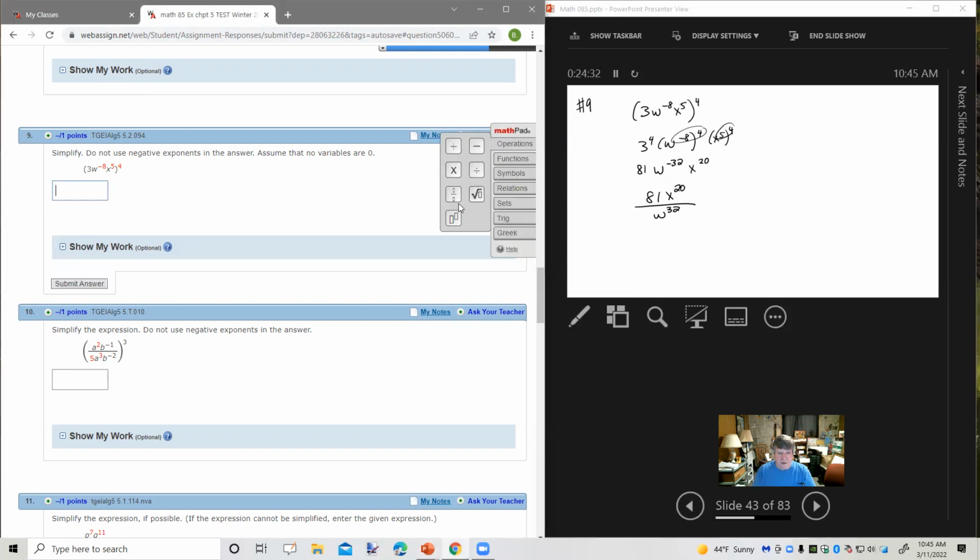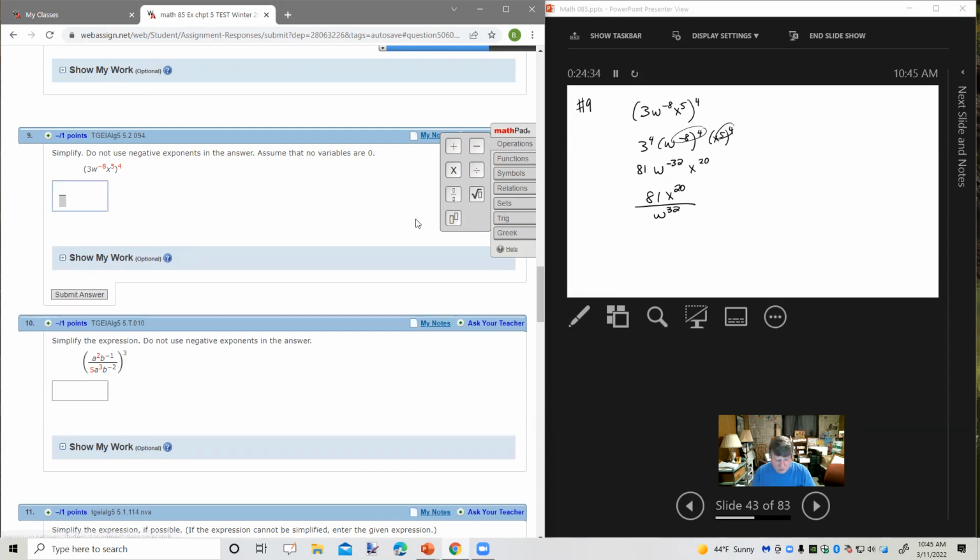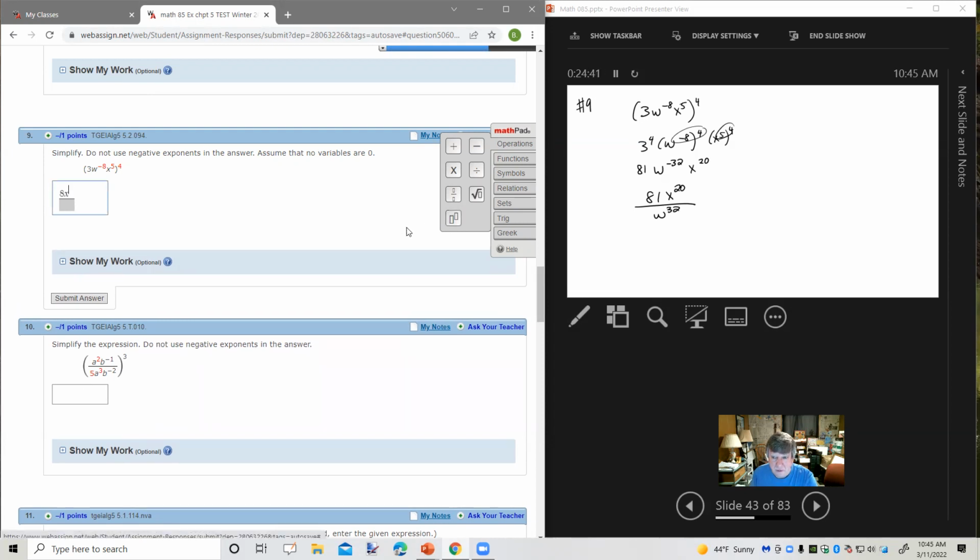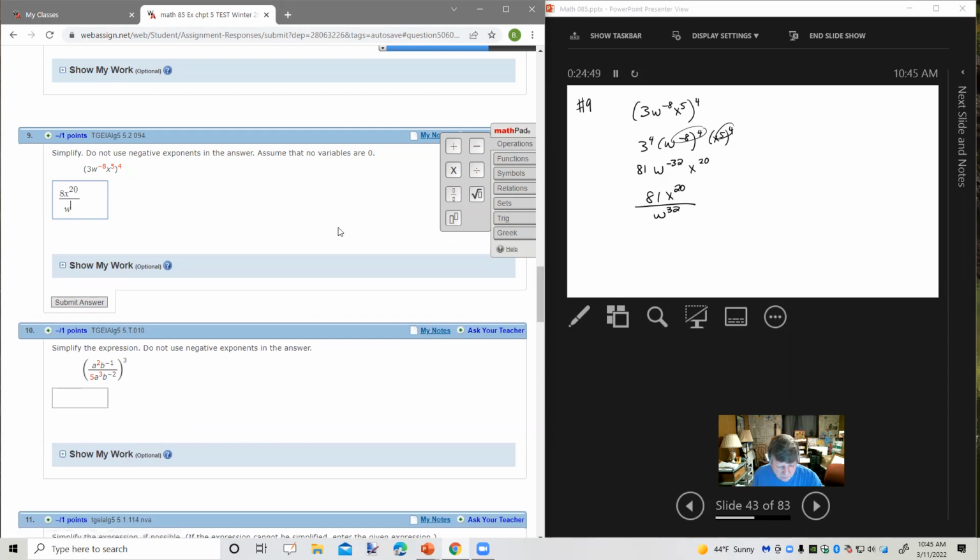So let's see here. How are we going to do this? We'll go 81x to the 20th power over w to the 32nd power.